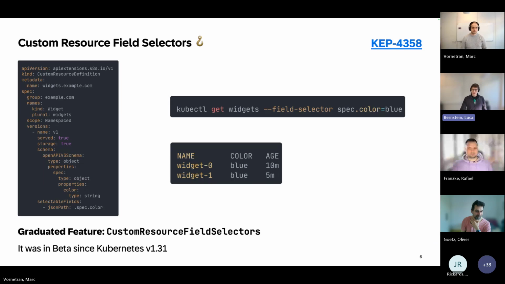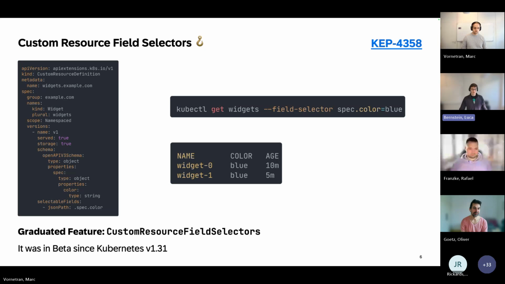So the first feature that was promoted to GA has been in beta since Kubernetes 1.31 and is about custom resource field selectors. So as you can see in our example here on the left-hand side, we have a custom resource definition that exposes selectable fields. And if we then have a query with kubectl on the right-hand side, we can select on that field spec.color and filter for our, in this case, widgets that expose that specific color.